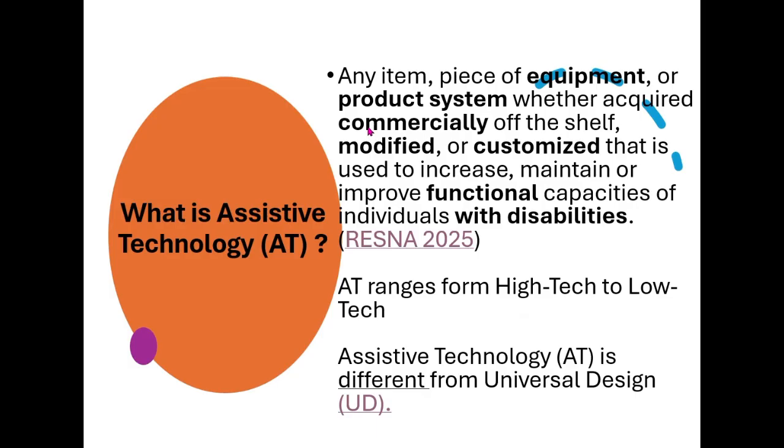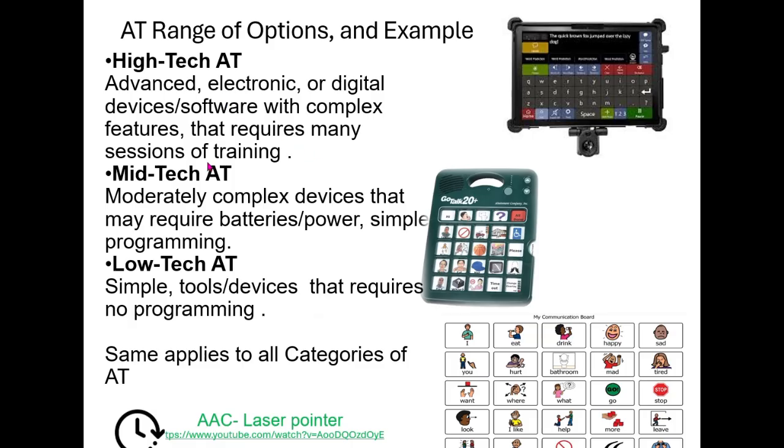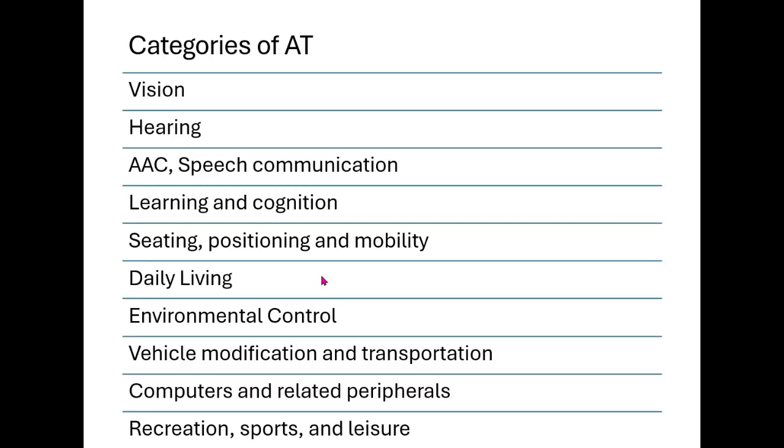We talked about the definition of technology, software, hardware, customizable, etc. We also talked about high tech, low tech, medium tech. We also talked about vision, hearing, and the categories of technology. Take a minute, pause your recording, and see out of all those categories, which one have you encountered lately or have used in your clinical or educational setting.